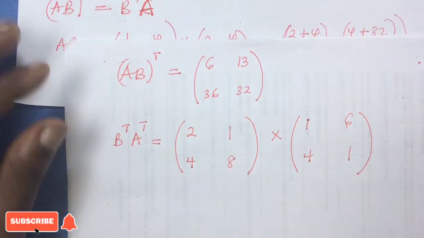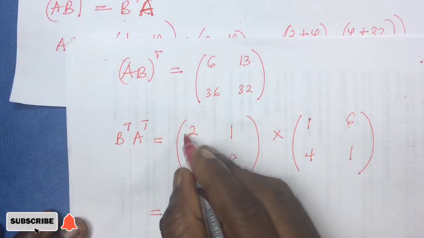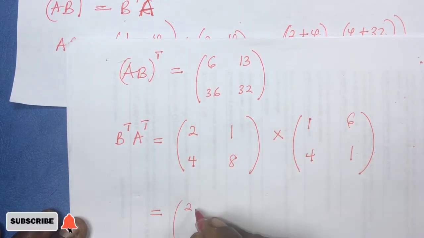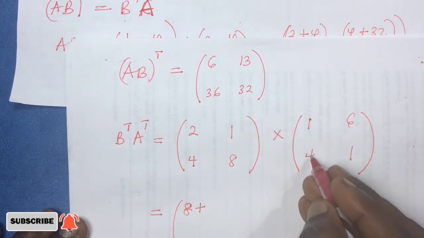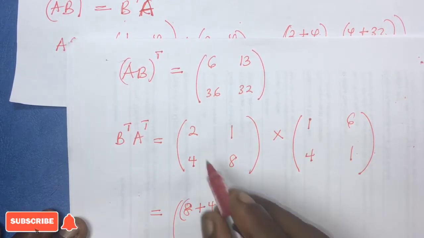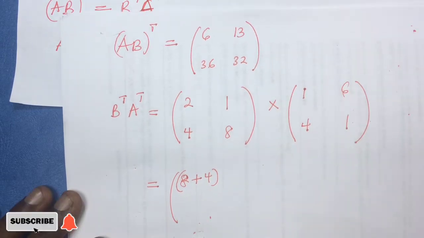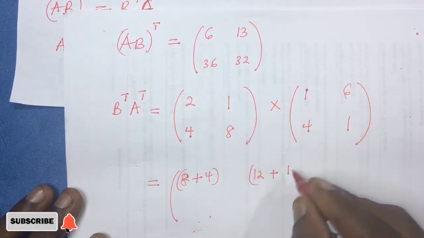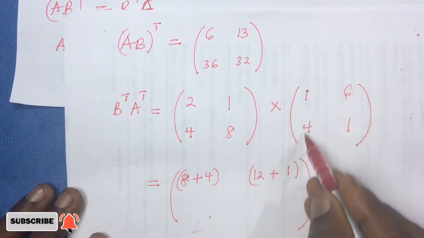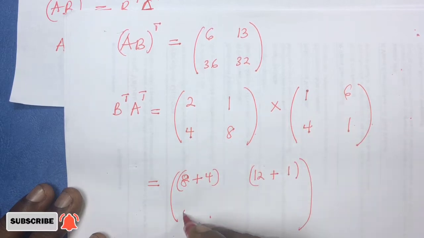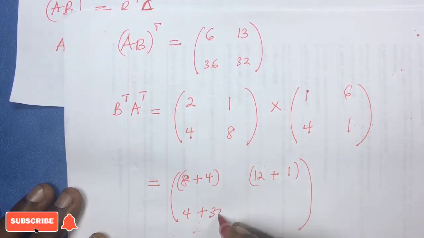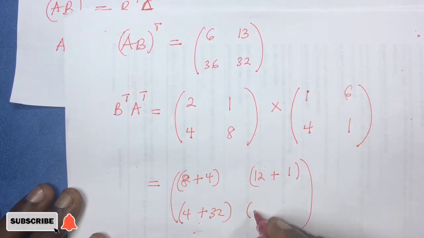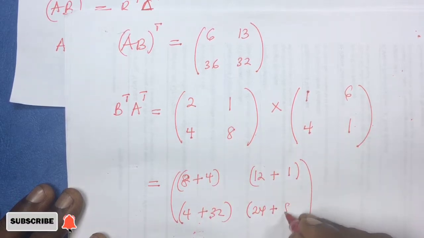Now, having done that, let us now multiply. Using this to multiply this, that is row 1 will multiply column 1, that will be 2 times 4 which is 8, plus 1 times 4 which is 4. Row 1 will multiply column 2 and that will be 2 times 6 which is 12, plus 1 times 1 which is 1. Now, row 2 will multiply column 1 to give you 4 times 4, which is 16, plus 8 times 4, which is 32. Row 2 will then multiply column 2, and that will be 4 times 6, which is 24, plus 8 times 1, which is 8.